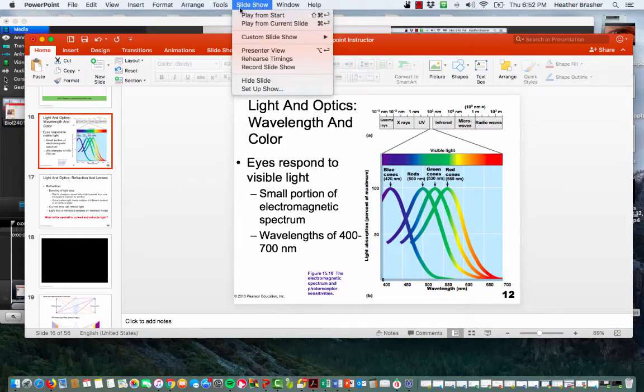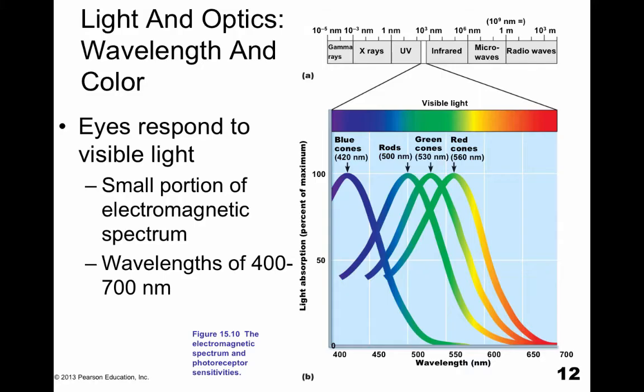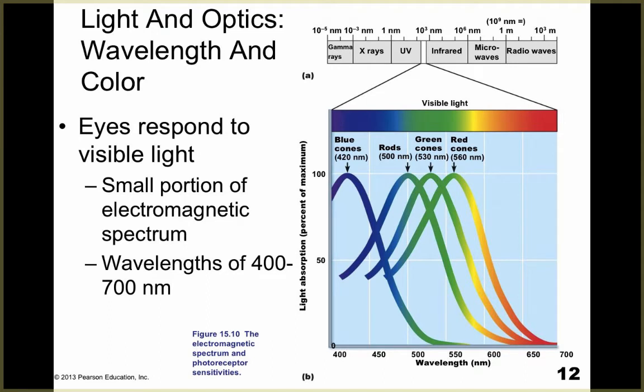Hey guys, so we are going to talk a little bit about how your eye works now. We've been focusing on the different parts and what the eye itself is composed of, but let's talk about how the eye works. And the big way the eye works is through responding to what's known as visible light.